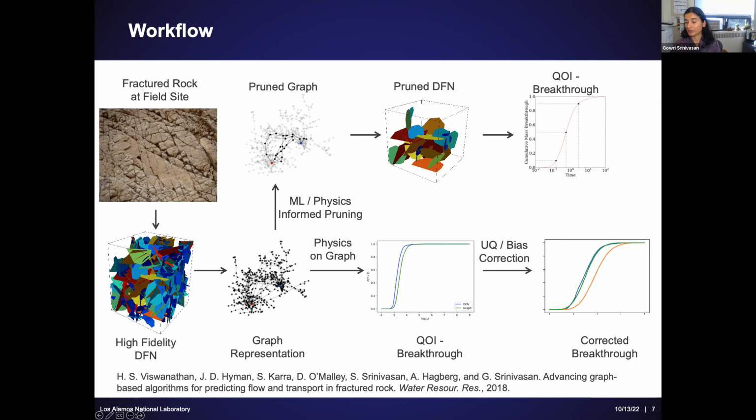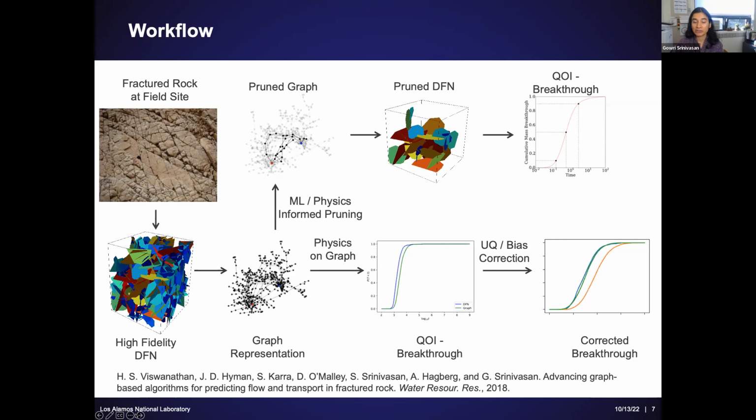So in this picture, you see the DFN, which is the full fidelity finite element model, and the graph. If we understand what the biases look like, can we correct the bias? And again, without a whole lot of computational burden, can we predict what it might look like? Knowing what the graph solution is, can we extrapolate that to what the DFN solution might have been?